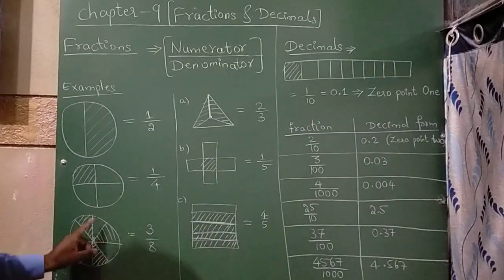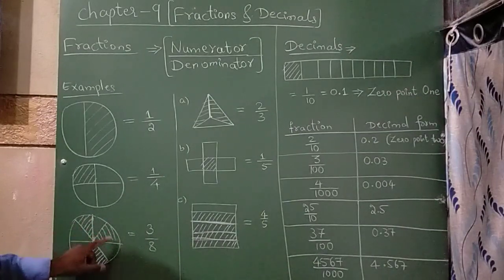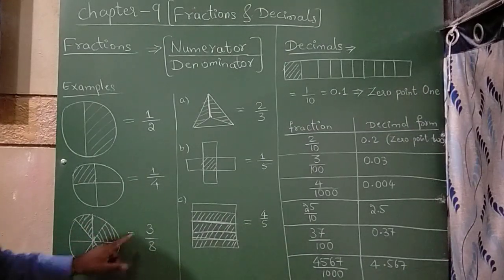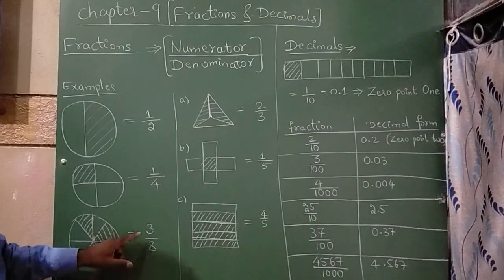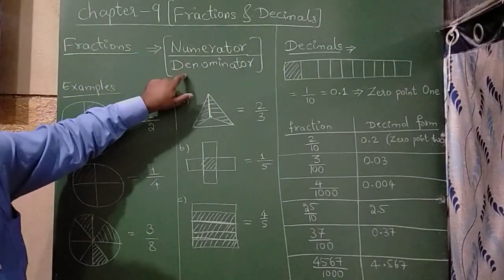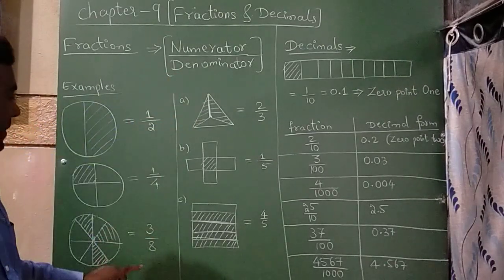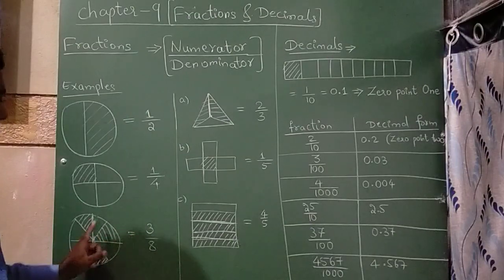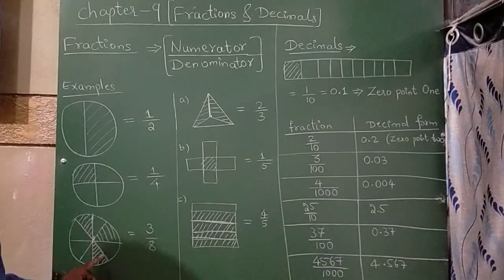Fine. For this circle, there are 8 equal parts. 1, 2, 3, 4, 5, 6, 7, 8. So there are 8 equal parts. But 1, 2, 3 are shaded. So it is 3. Fine. Now this 3 is said to be a numerator and this 8 is a denominator. I hope you are understanding. 8 means the whole equal parts and 3 is selected, or you can tell shaded parts.